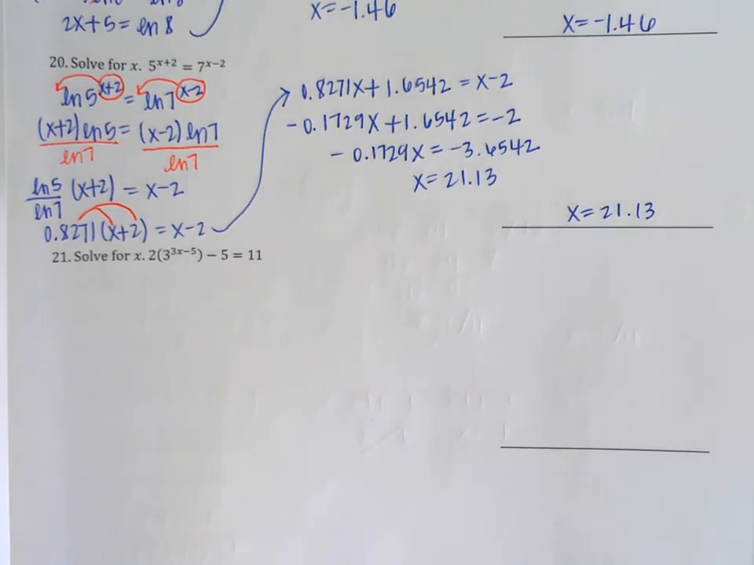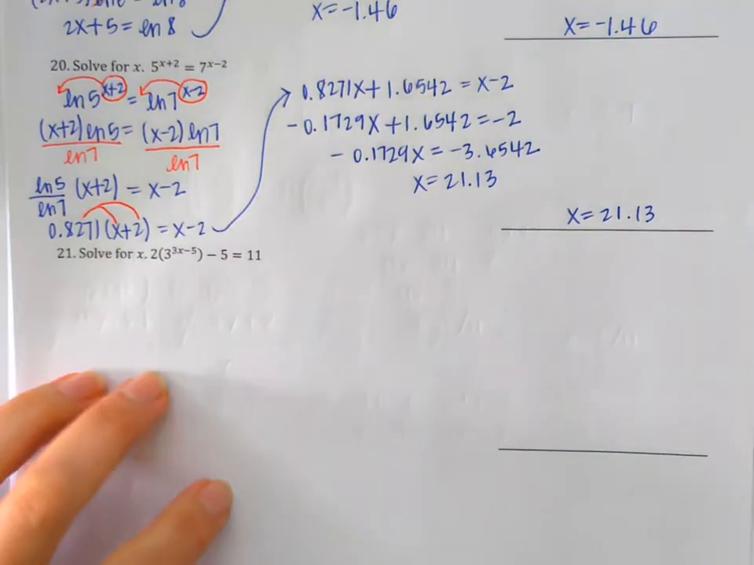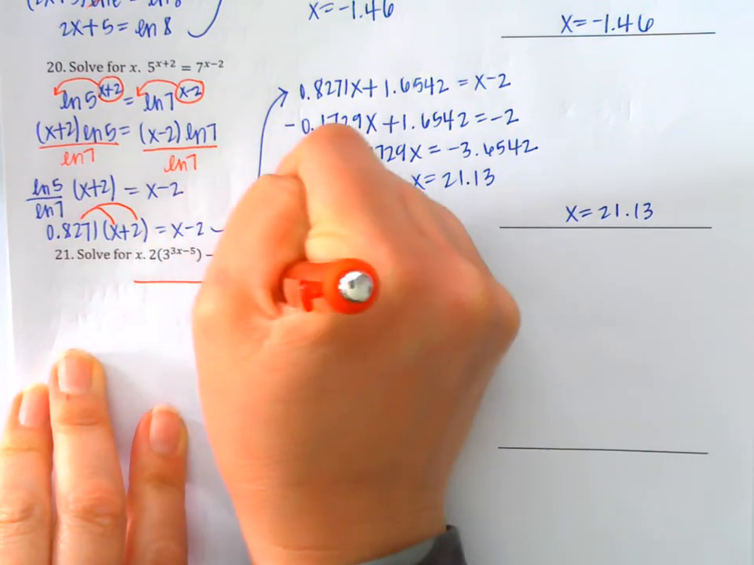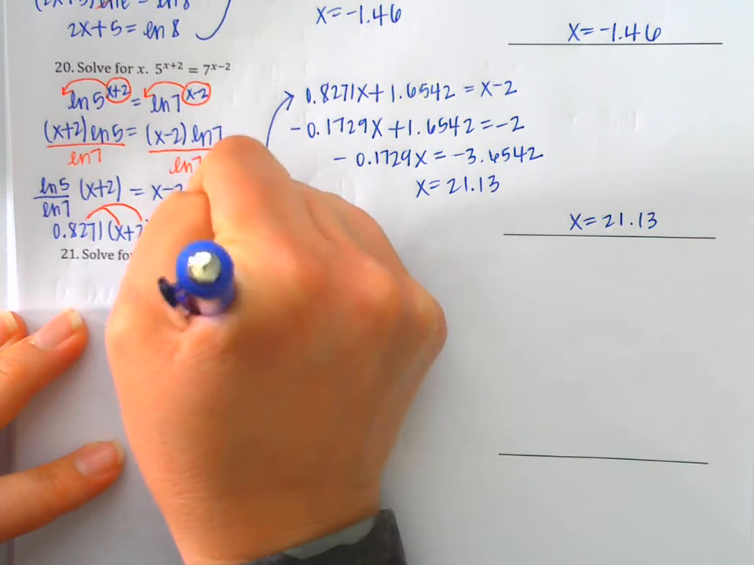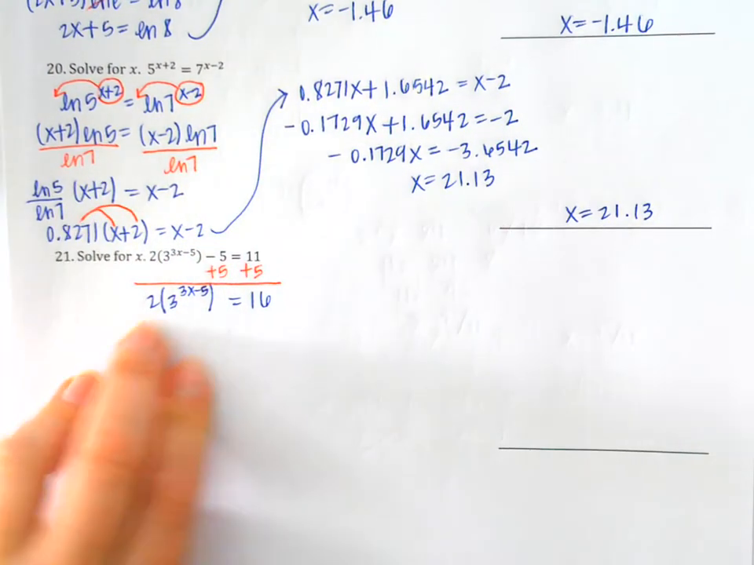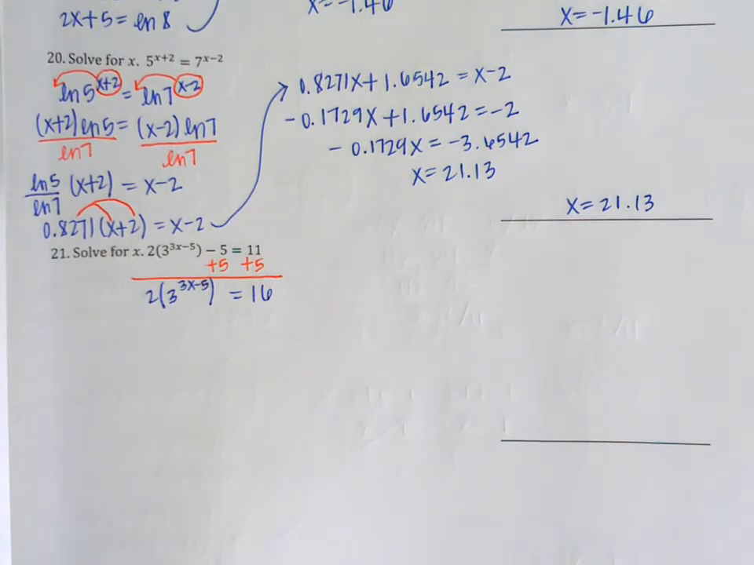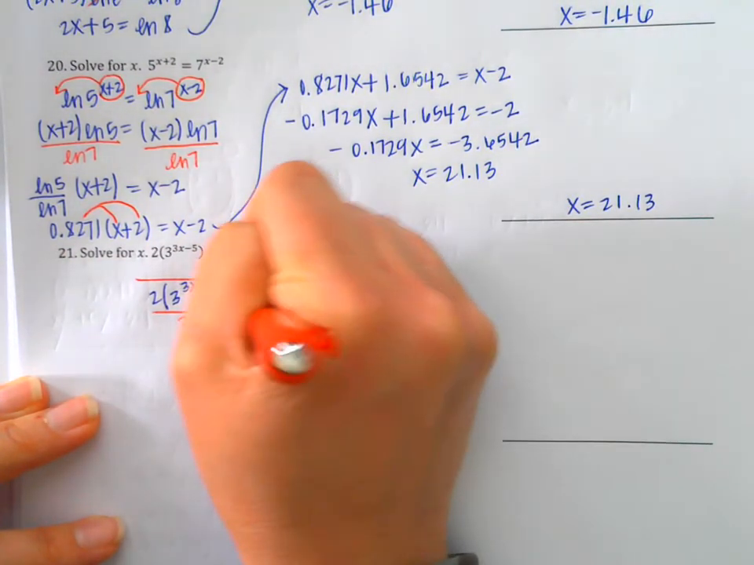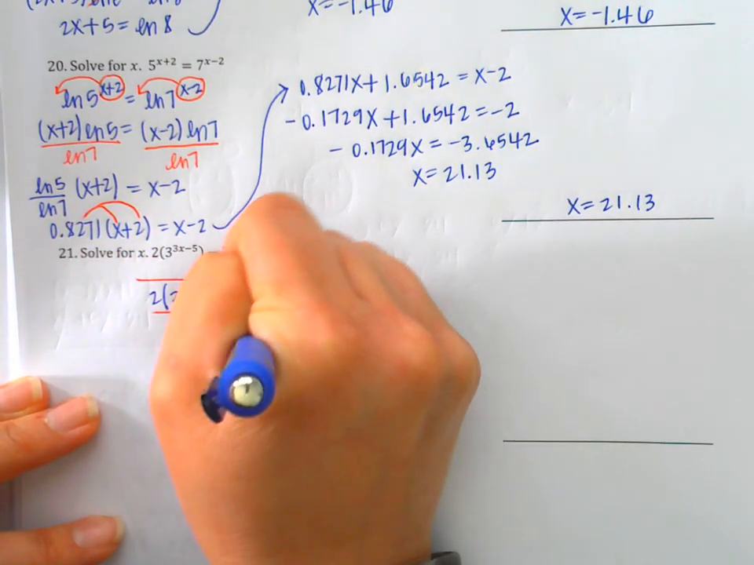Okay. Last one. Yay. So our last one, we always want to first isolate the exponential expression. So that's the 3 to the 3x minus 5. So when I do that, I'm first going to add 5 to both sides. And then I have 2 times 3 to the 3x minus 5 equals 16. I still want to isolate that exponential expression. So we can't combine these. They're not common bases. So we would have to divide both sides by 2. And I get 3 to the 3x minus 5 equals 8.